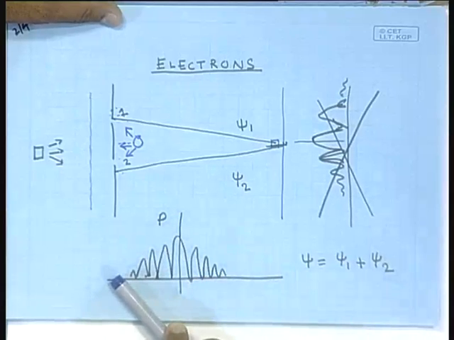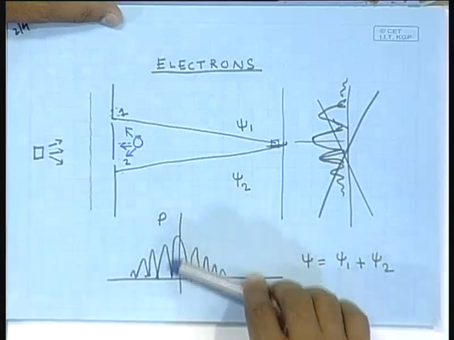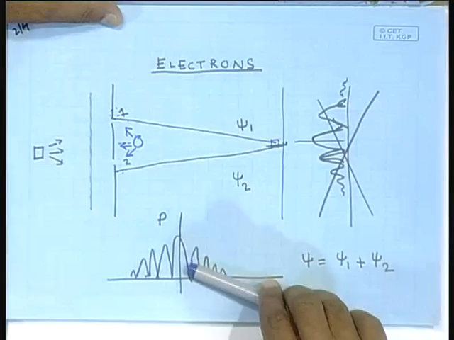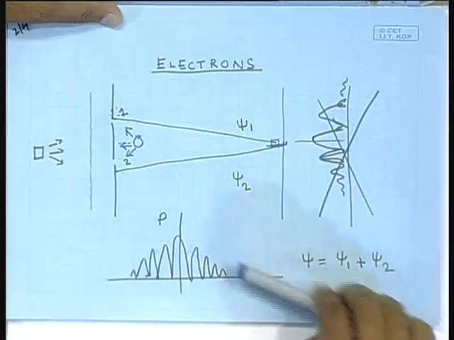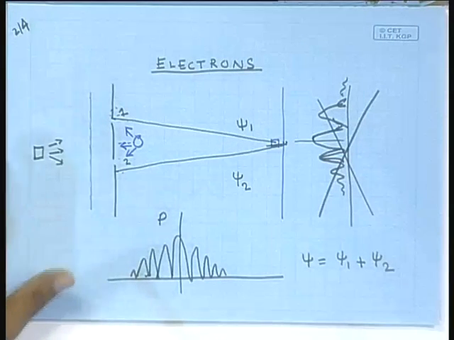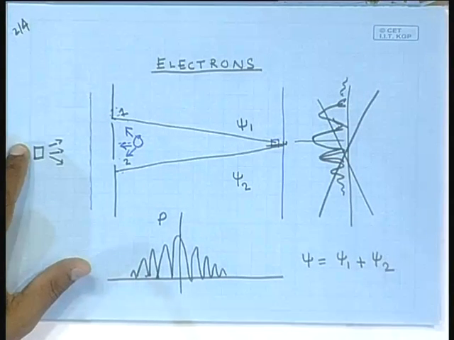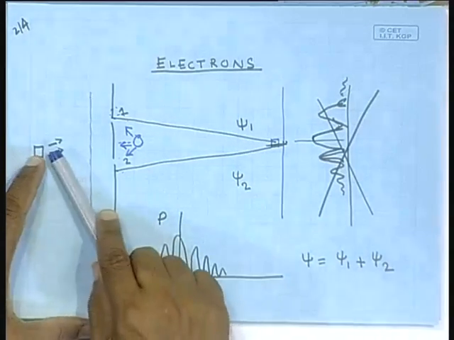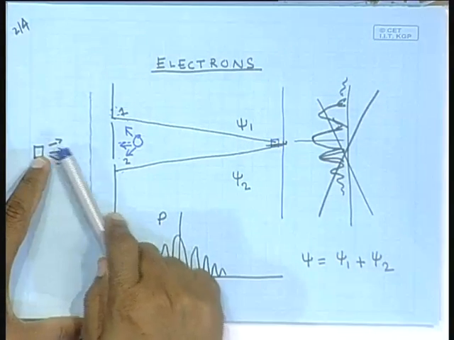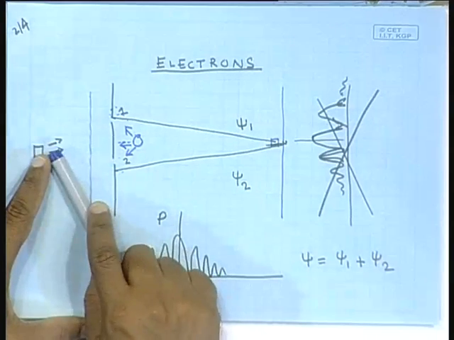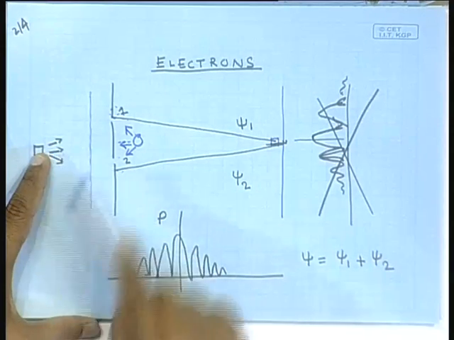pattern. So, there will be more electrons arriving over here at the center, and then you will find that the number of electrons arriving falls, and then again it rises and falls. You will get something which looks like an interference pattern. And the only way in which you can explain this is if you invoke a wave-like property to the electron. So, with every electron, we discussed, you associate a wave.